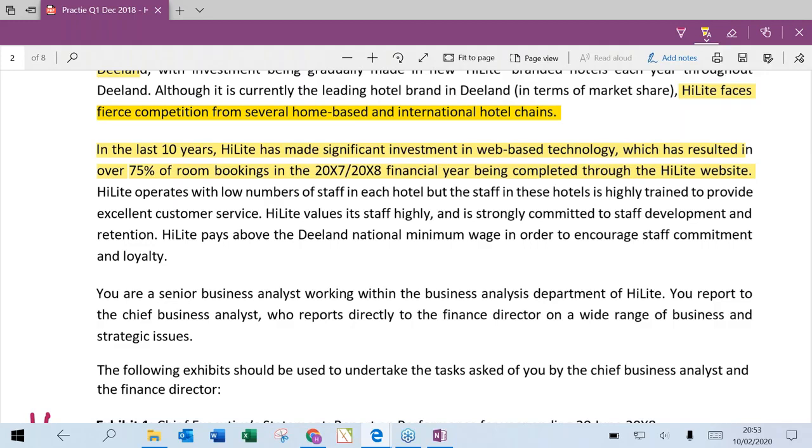Highlight operates with a low number of staff in each hotel, but the staff in these hotels are highly trained to provide excellent customer service. Highlight values its staff highly and is strongly committed to staff development and retention. Highlight pays above the D-Land national minimum wage in order to encourage staff commitment and loyalty.